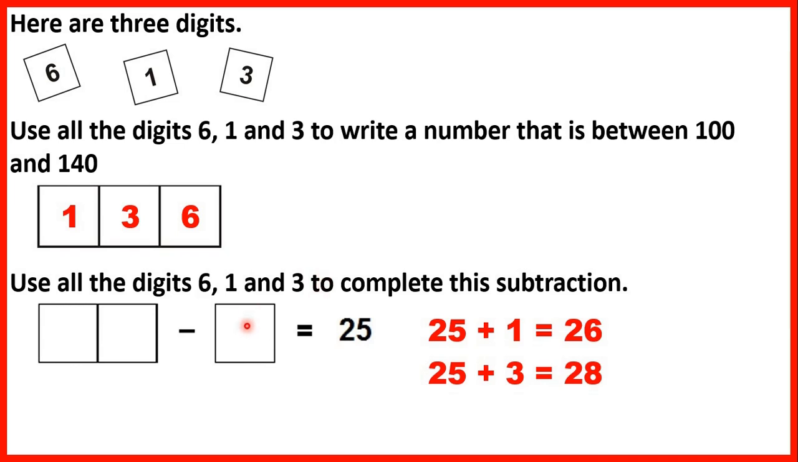So let's think, if this number is a 6, to find this number, we could work out 25 plus 6. That gives us 31, and we do have a 3 and a 1, so we can write 31 minus 6 equals 25.